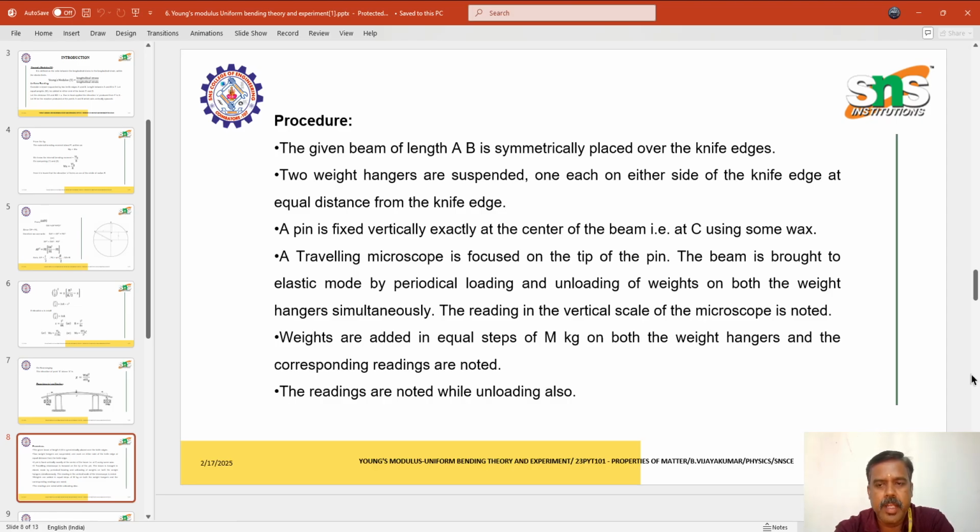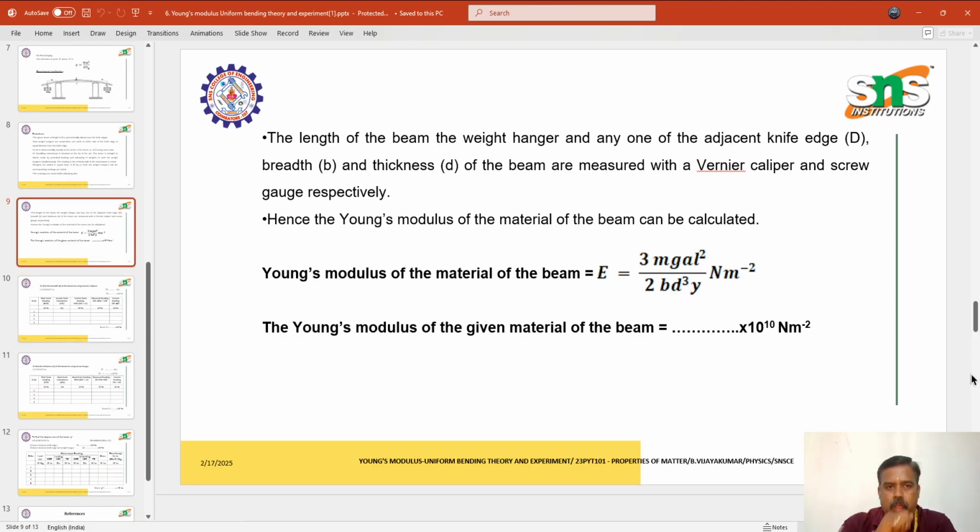The reading on the vertical scale of the microscope is noted. Weights are added in equal steps of m kg on both the weight hangers, and the corresponding readings are noted. The readings are noted while unloading also. The length of the beam, the distance between the weight hanger and the knife edge, breadth b and thickness d of the beam are measured with a vernier caliper and screw gauge respectively. Hence the Young's modulus of the material of the beam can be calculated.